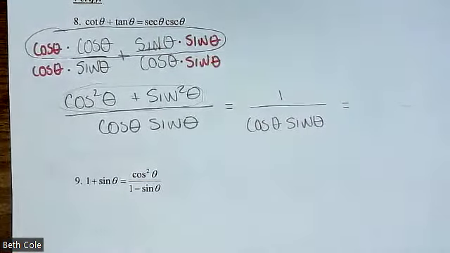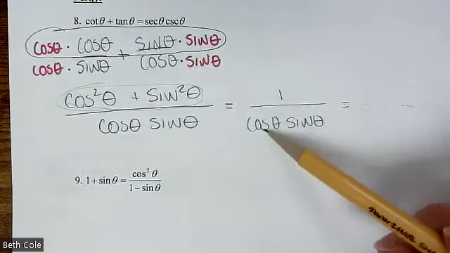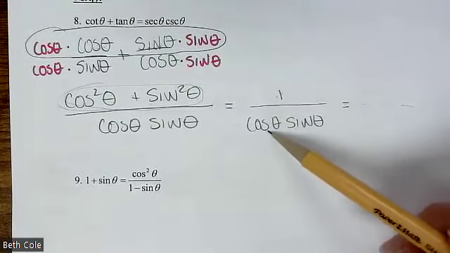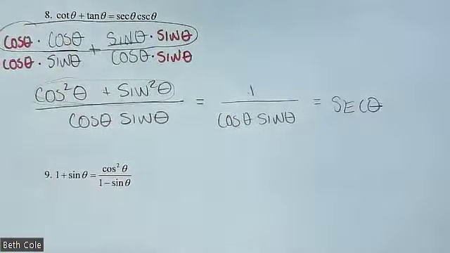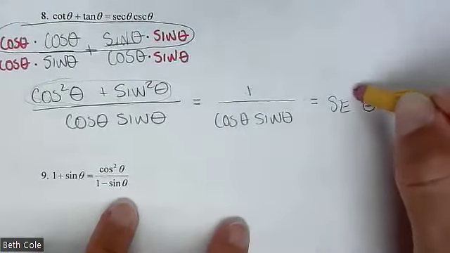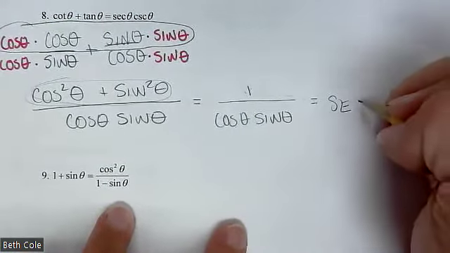And then your last step, because it's 1 over, it's reciprocal. So what's your reciprocal of cosine? 1 over cosine. Secant. Again, you already know that. Don't treat it like it's new information. You've been doing that a long time.